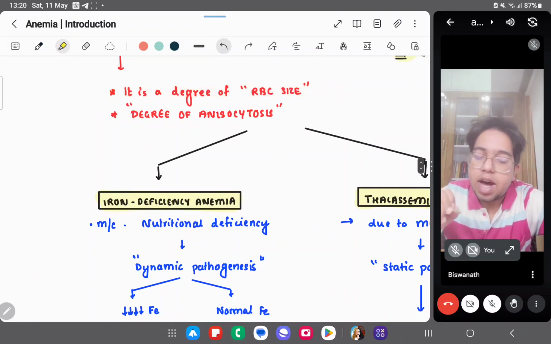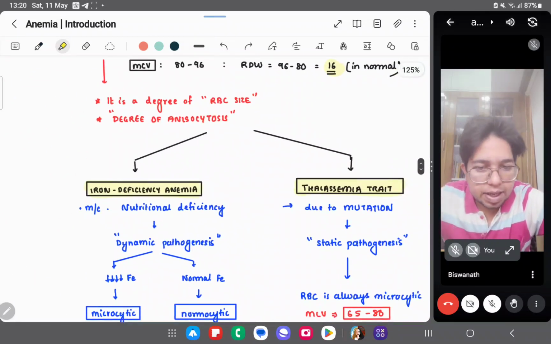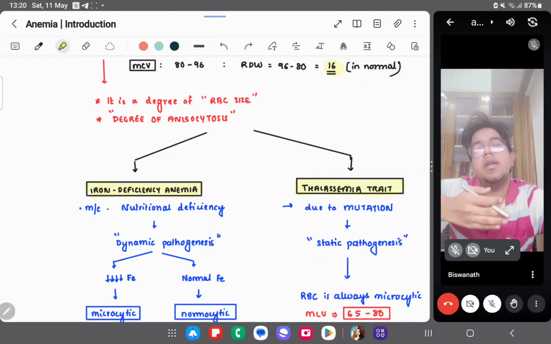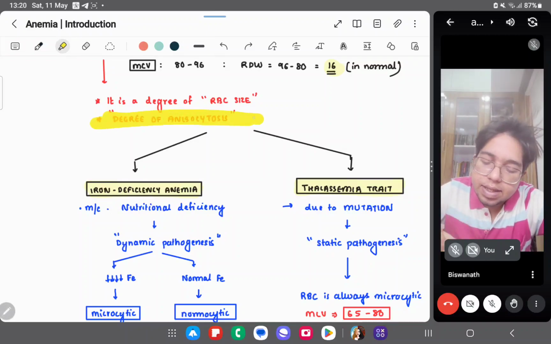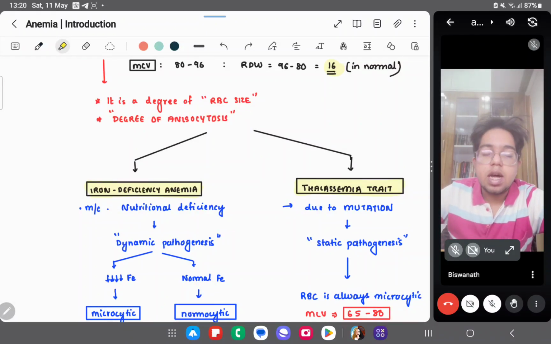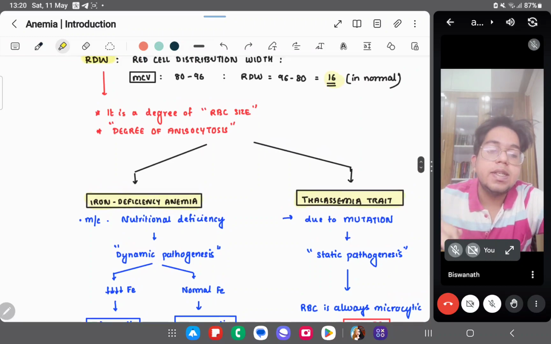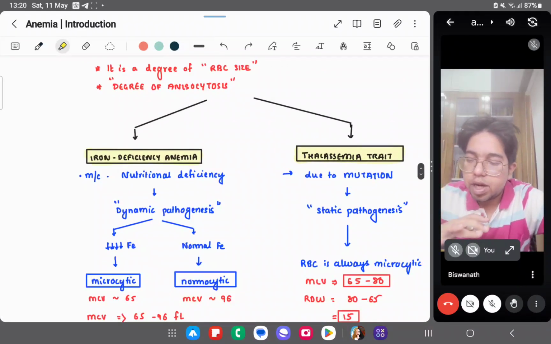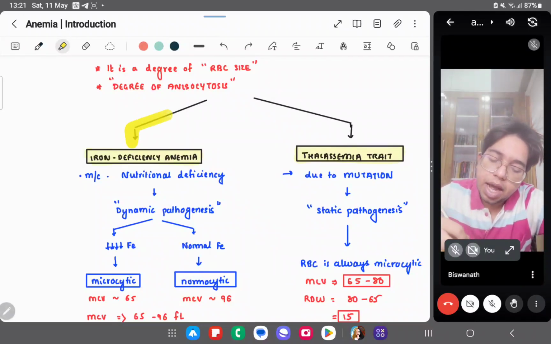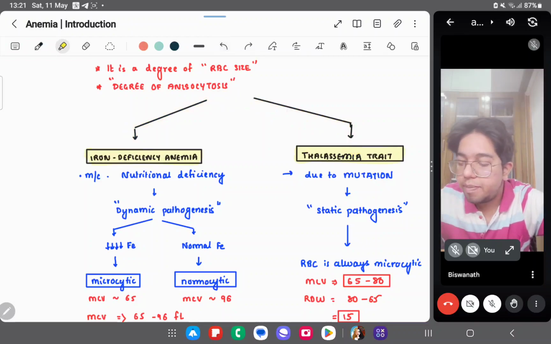It is a degree of RBC size variation, how the RBC sizes differ in proportion. It is a degree of anisocytosis, the variation in RBCs, right? So here we are comparing the RDW of iron deficiency anemia and the thalassemia trait.